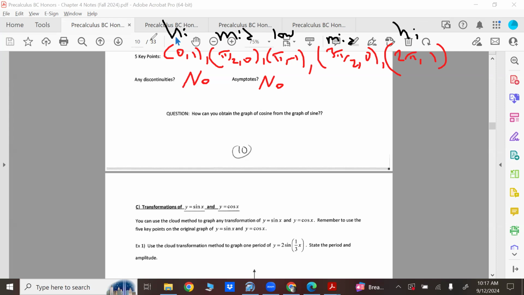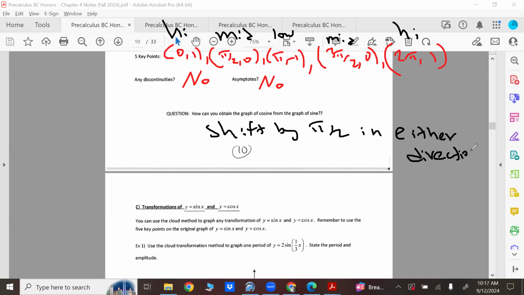That's what cosine does. How can you obtain the graph of cosine from the graph of sine? Shift by pi over 2 in either direction. Well, no, it would just be a negative. Yeah, it's still a cosine, just a negative. If you shift to the right, it's positive cosine. Shift to the left, it's negative cosine. But in either direction, it's still a cosine graph.